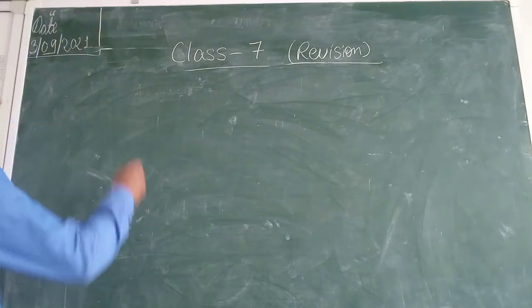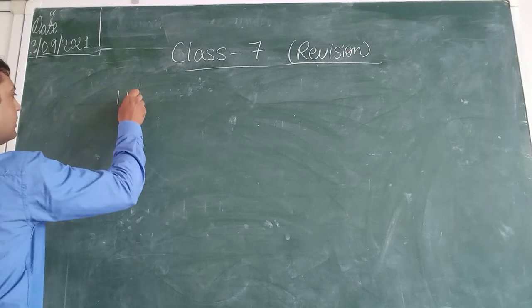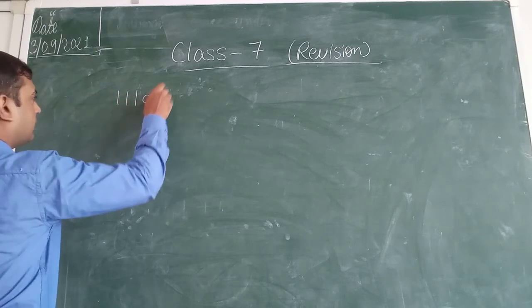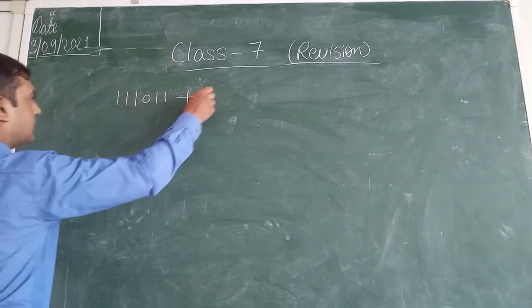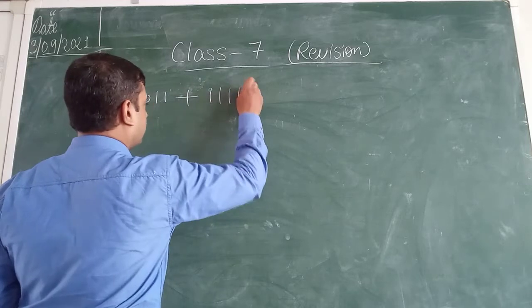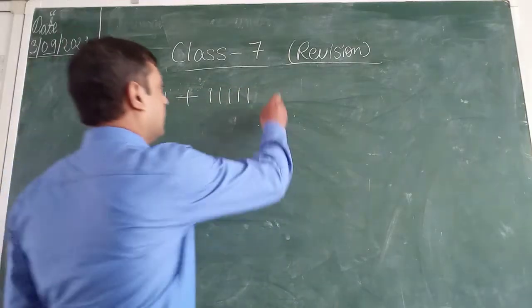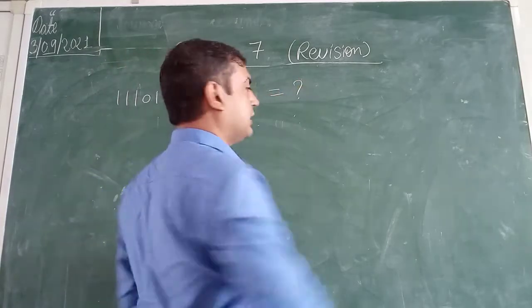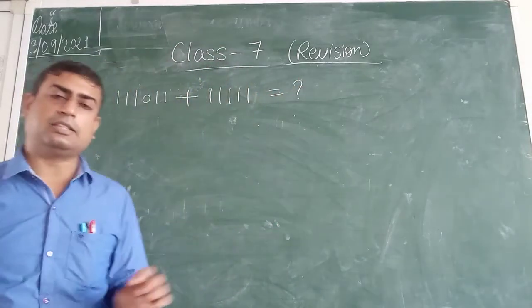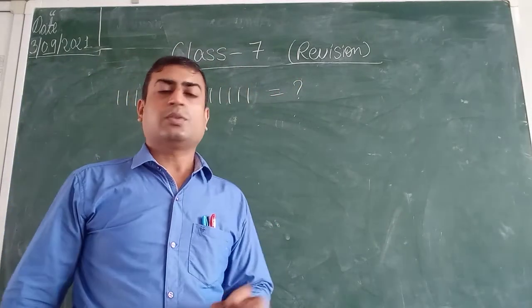Let's begin with one question. 111011 plus 11111. You have to give the answer for this number. You have to add these two numbers. So very simple it is.